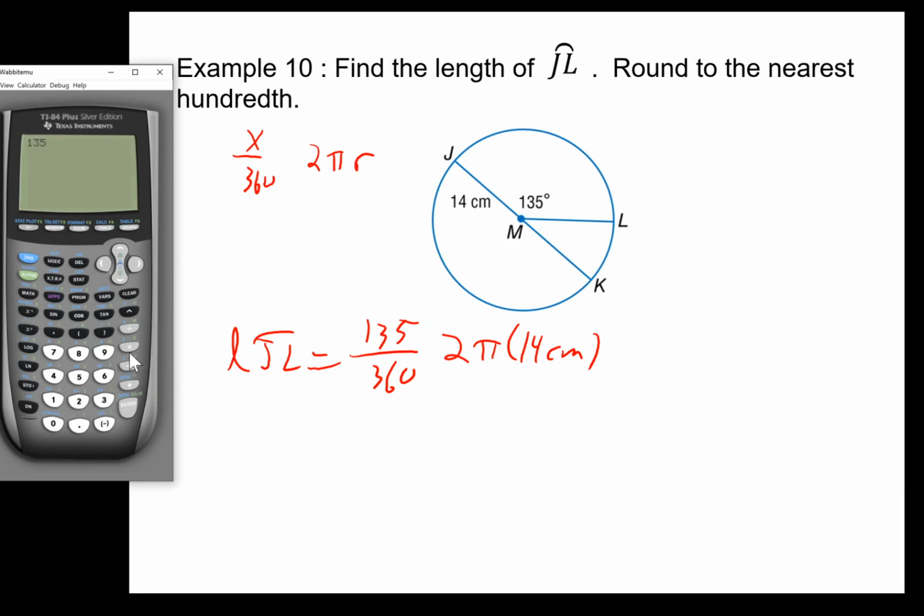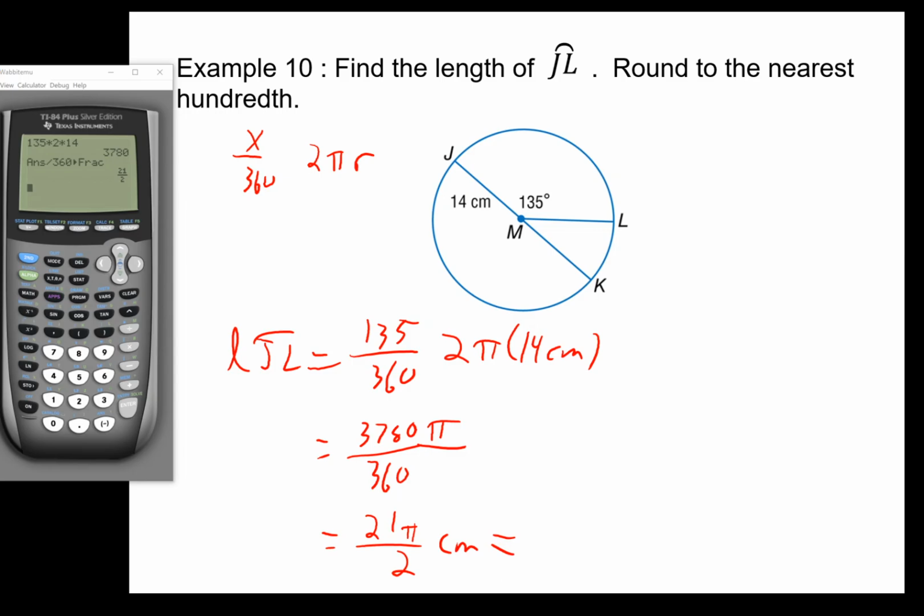135 times 2 times 14. So that gives me 3780 pi over 360. Now, let's divide that by 360 and reduce. Gives me 21 pi over 2 centimeters. Again, that would be the exact.